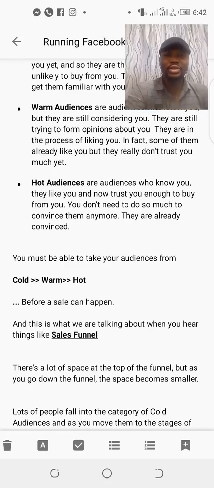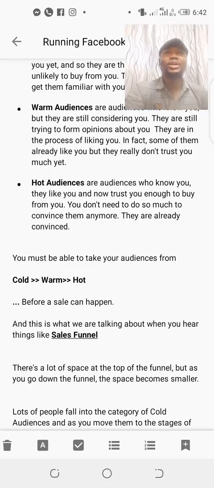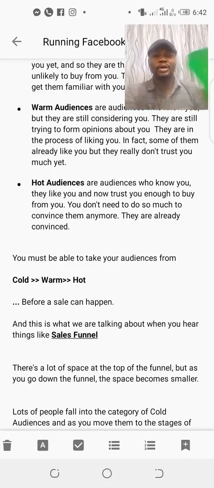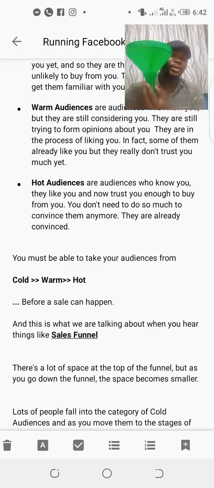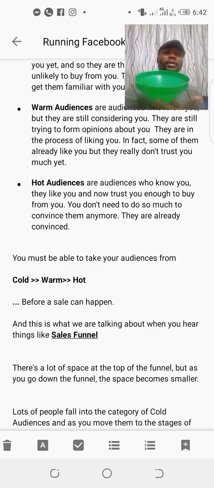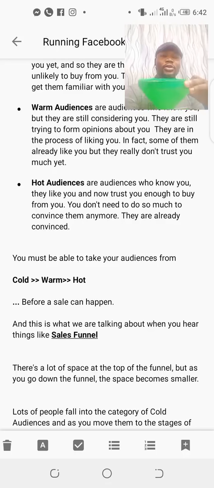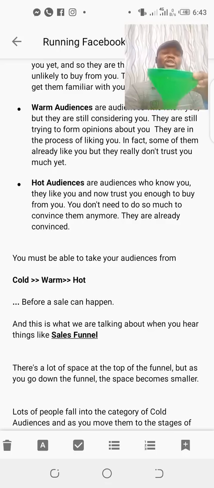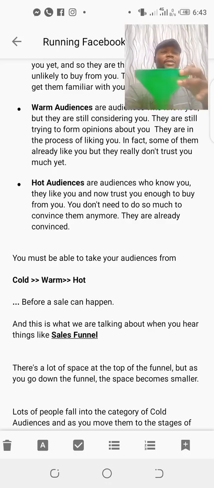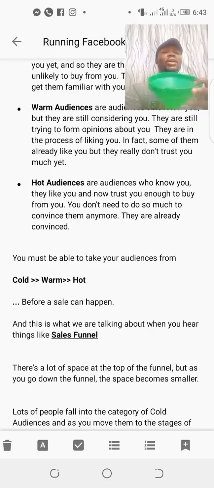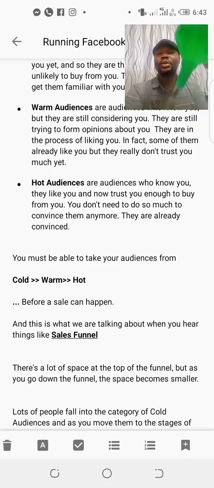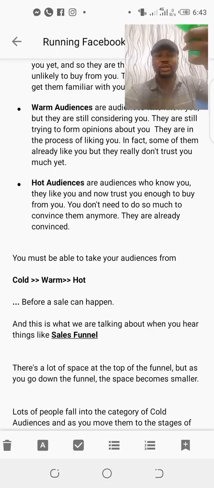Just to illustrate what this is. At the top of this funnel, the space is large. And this is where your cold audiences fall. You have a lot of cold audiences, so you try as much as possible to get people into your funnel. But you must understand that not everybody who gets into your funnel will eventually buy at the end of the day.